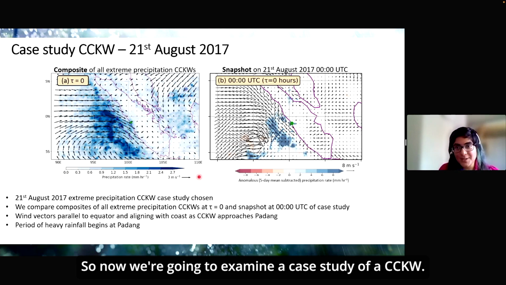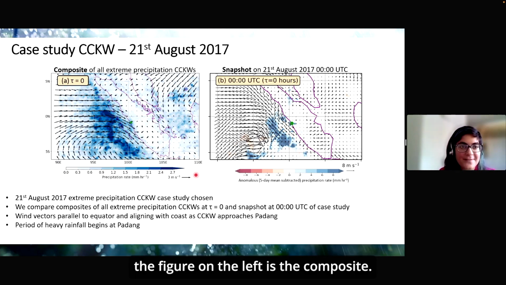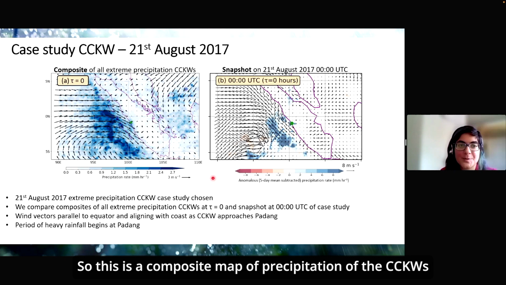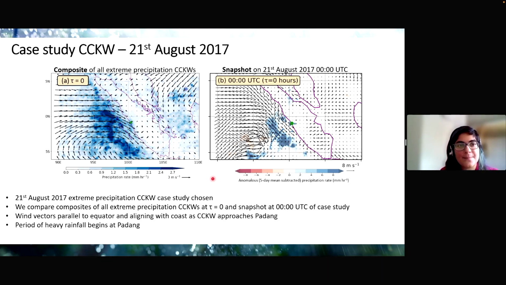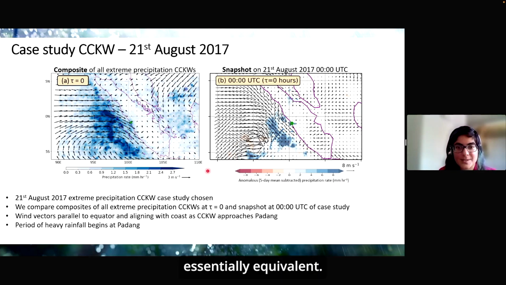So now we're going to examine a case study of a CCKW. This is a CCKW that passed over Padang on the 21st of August, 2017. The figure on the left is the composite. We've already seen the composite Hofmöller diagram. This is a composite map of precipitation of the CCKWs at UTC 0-100 hours, so lag 0 in this case. And we're going to compare this to the snapshot of the anomalous precipitation rate on the 21st of August 2017 at UTC 0-100 hours. So they're essentially equivalent.